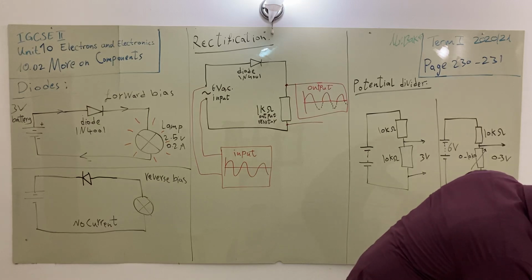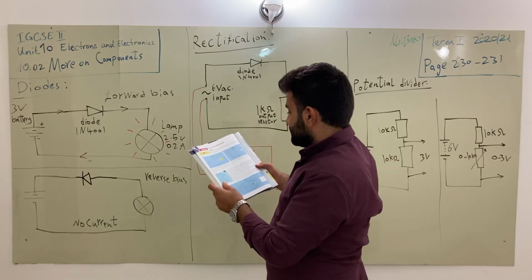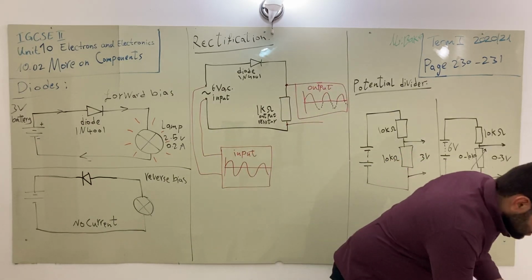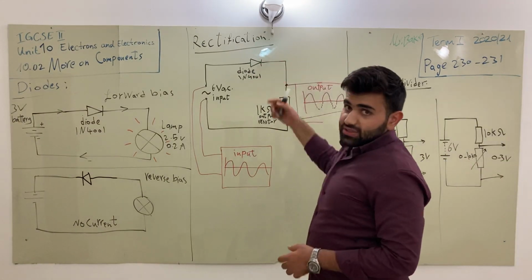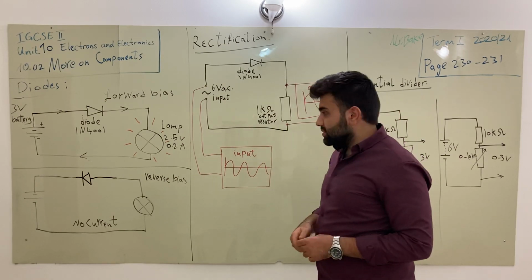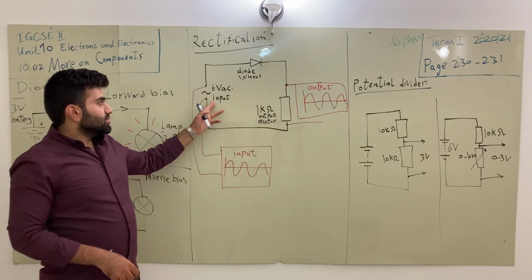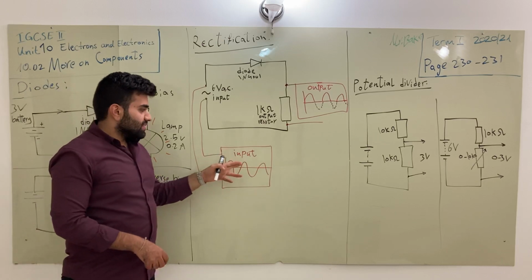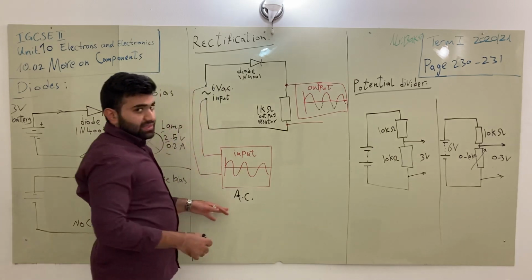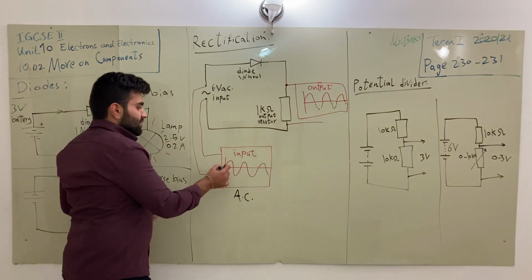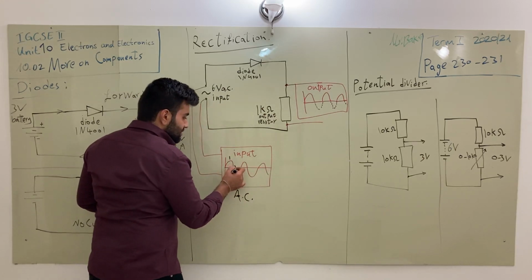You can see on page 230 the two circuits. Down below is the rectification, where we want to rectify this circuit. Here we have an input. If we put the oscilloscope on it, we see this input is an AC. AC, alternating current, means it's up and down, up and down, as we saw there: 1, 0, minus 1.